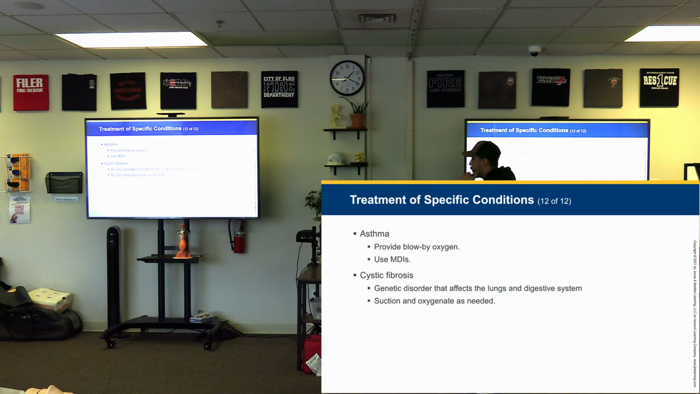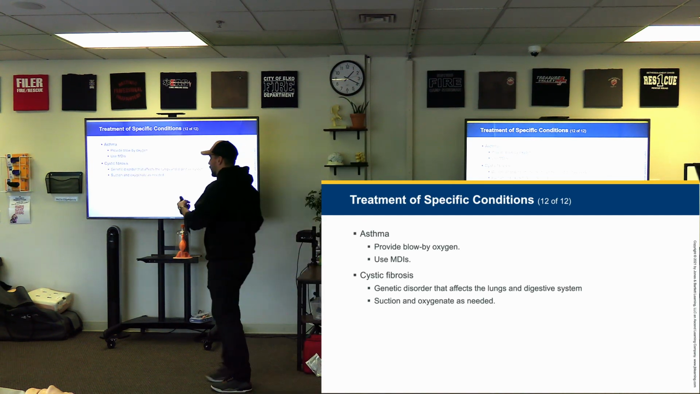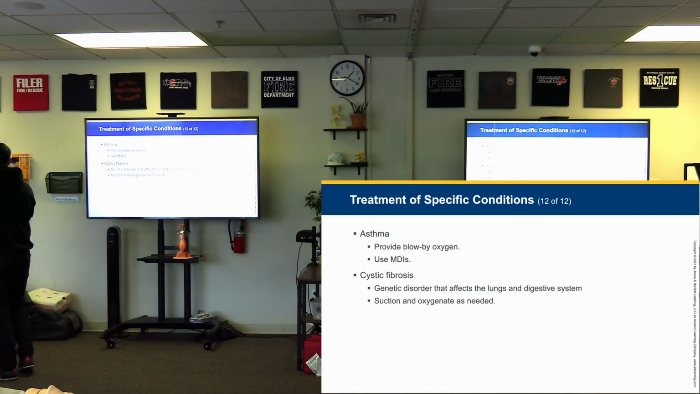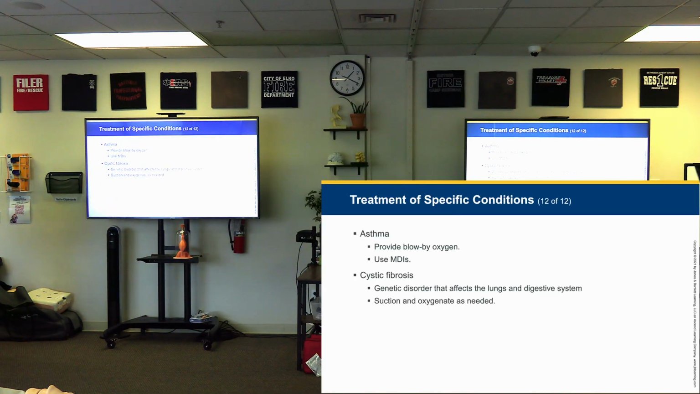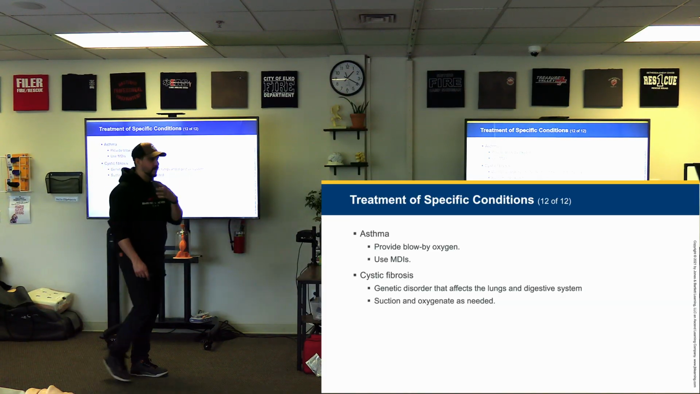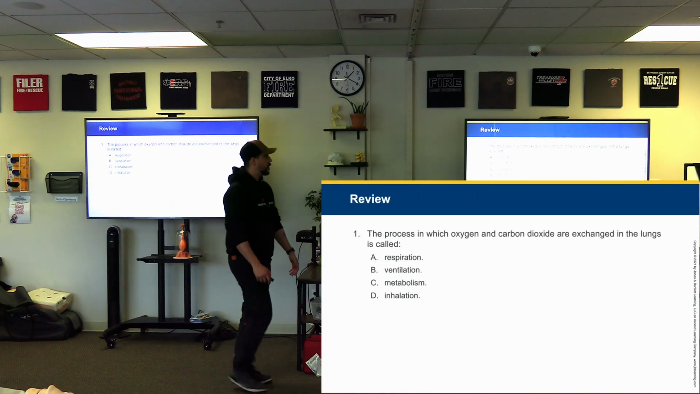And then for cystic fibrosis, it's a genetic disorder that affects the lungs and digestive system. Typically, they're pretty fluid-filled. Suction, oxygenate as needed. This is one where we've got to be careful, even with things like CPAP, where we would typically use that for fluid-based problems. Got to be kind of careful because their lung development is a little bit suspect there.